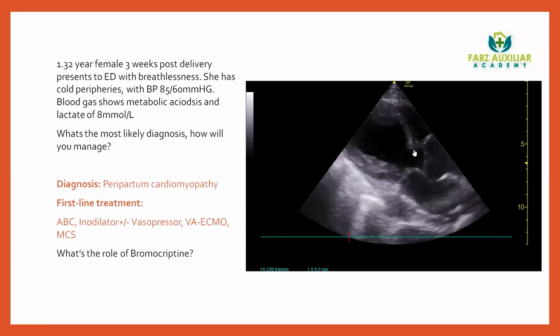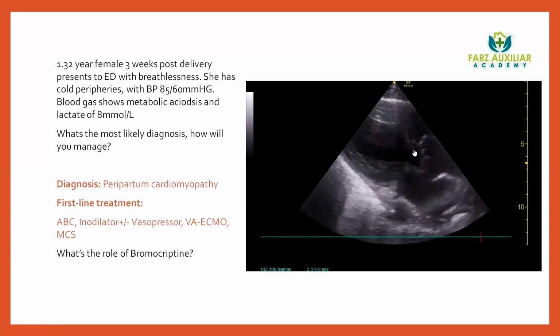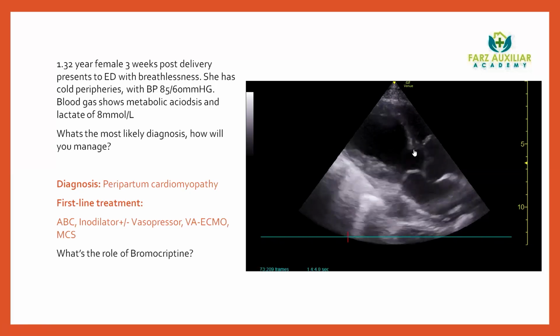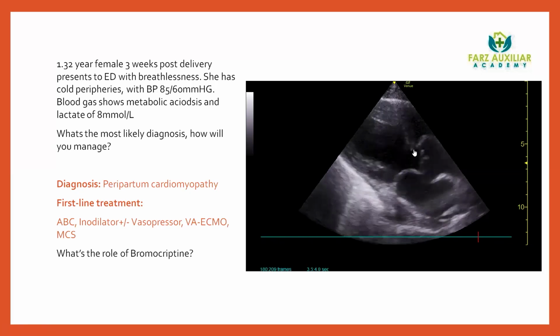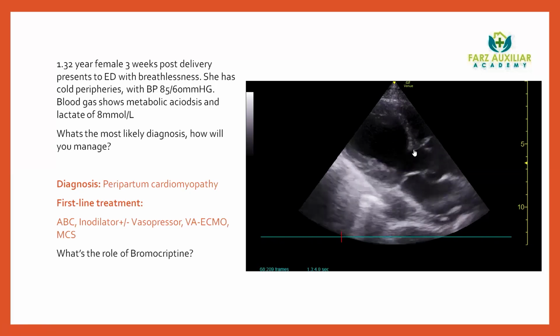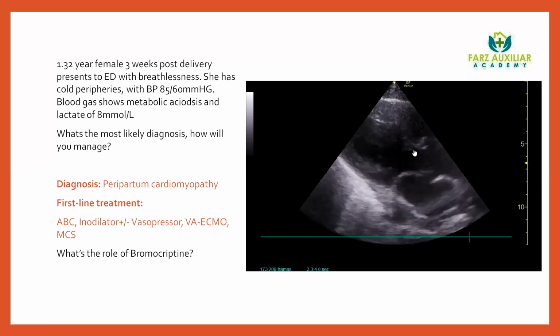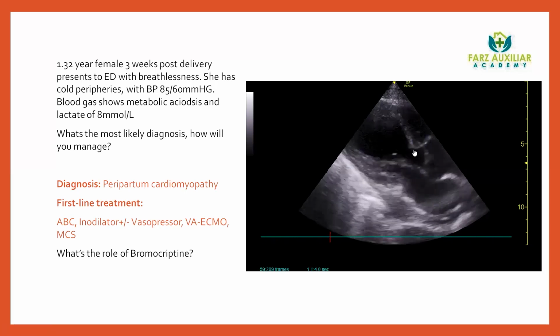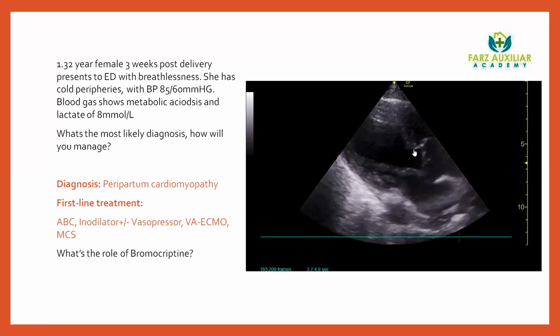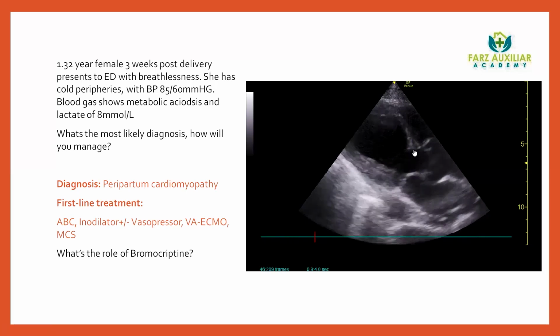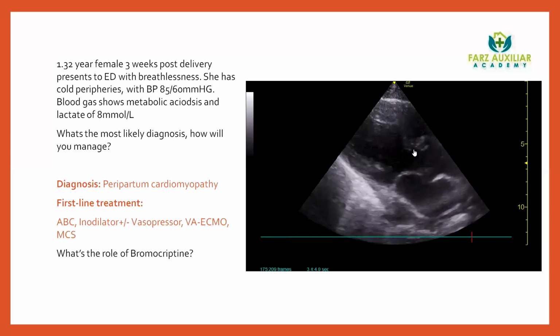So we have a few options in terms of inotropes, especially inodilators can be good in this scenario with some vasopressor support, like dobutamine, milrinone, even levosimendan is commonly used along with vasopressor support so that you maintain the perfusion as well. And advanced options like VA ECMO, mechanical support devices if the patient really requires it.